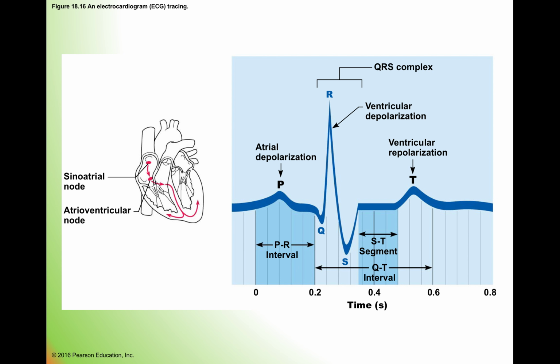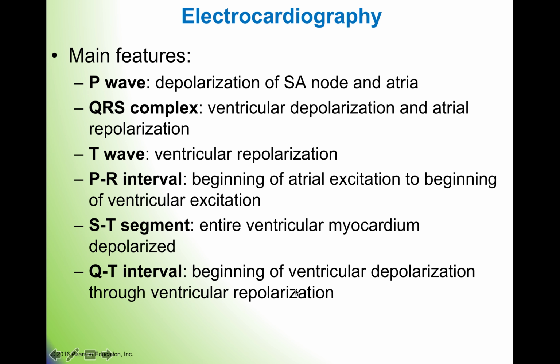Last part that you have is the area that starts from the QRS complex and ends with the T wave, which is known as the QT interval. This represents the ventricular depolarization all the way to when your ventricles are fully repolarized, which makes sense because this is depolarization, this is repolarization of the ventricle. So again, QT interval is representative of ventricular depolarization all the way through ventricular repolarization.